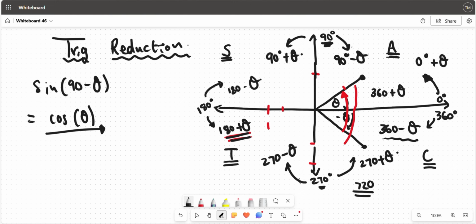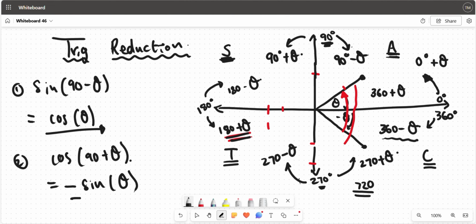Let's reduce some more of these so we can see what's happening there. What if we had a cos of 90 plus theta? So now we are taking it into this quadrant here, right? But I ask myself, what is cos in that quadrant? Cos in that quadrant is negative. So this cos changes into a sine, and it's now a negative sine. I hope you guys are seeing what the logic is there.